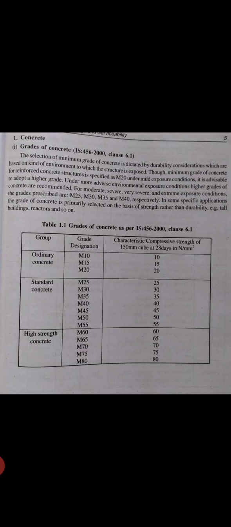In some specific applications, the grade of concrete is primarily selected on the basis of strength rather than durability. Examples: buildings and reactors and so on. So this is Table 1.1, the grades of concrete as per IS 456 2000 clause 6.1.